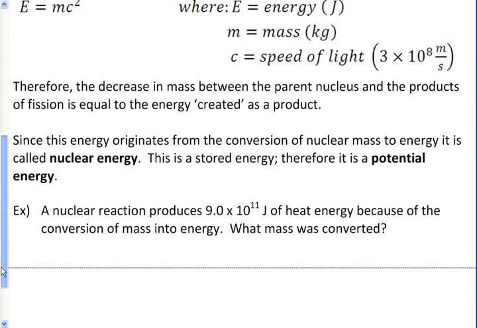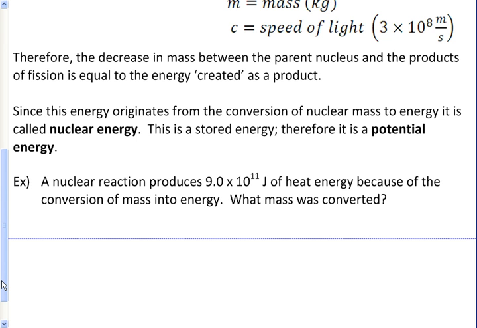So here's Einstein's equation. Now, since this energy originates from the conversion, so again, we're still talking about this missing mass, right? Since this energy that is created in our fission originates from the conversion of nuclear mass to energy, we call this nuclear energy. This energy being produced is called nuclear energy because it's coming from the nucleus of an atom.